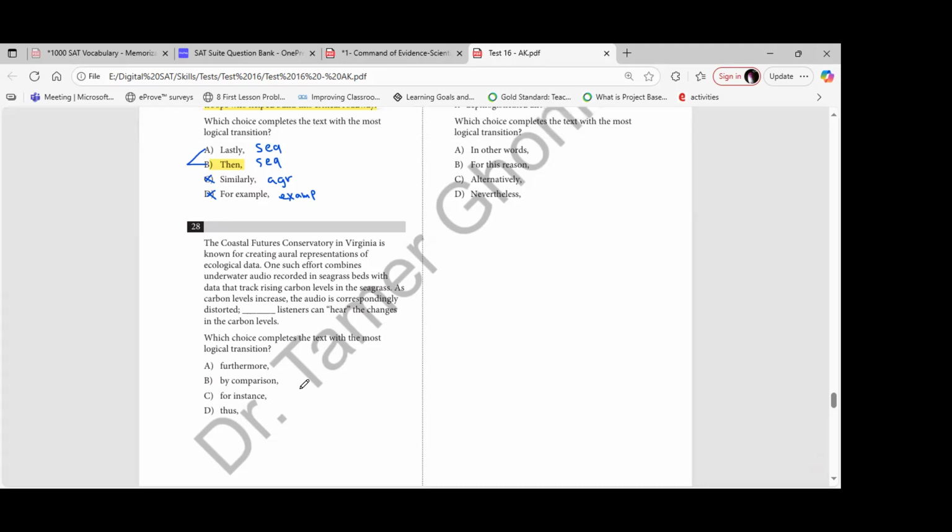Let's find here. Furthermore: the function of furthermore is addition, to add information. By comparison: actually to compare. But here, to show contrast or difference, so it can also be contradiction. For instance: exemplification, to give an example. Thus: cause and effect.